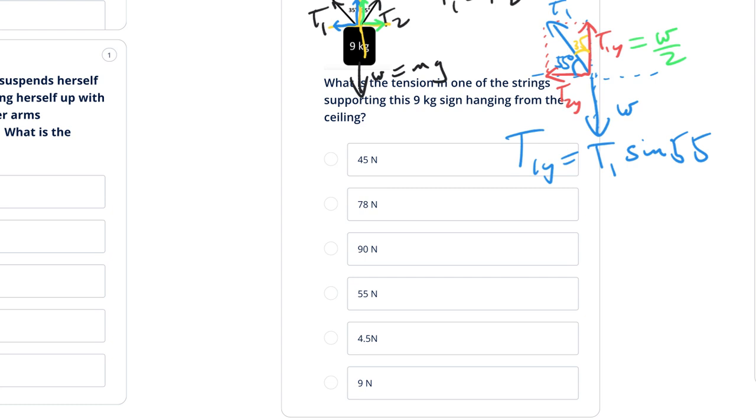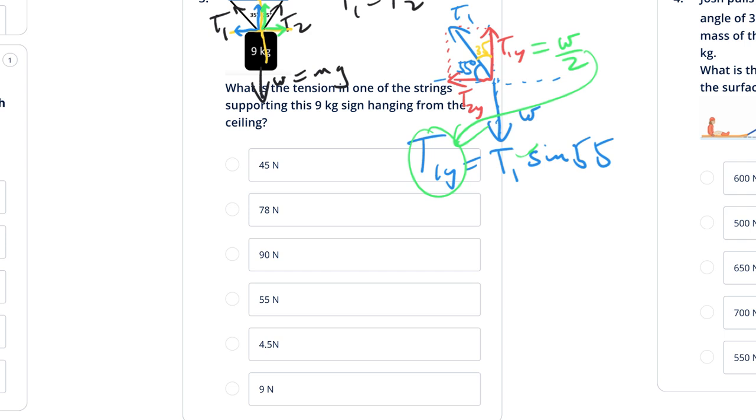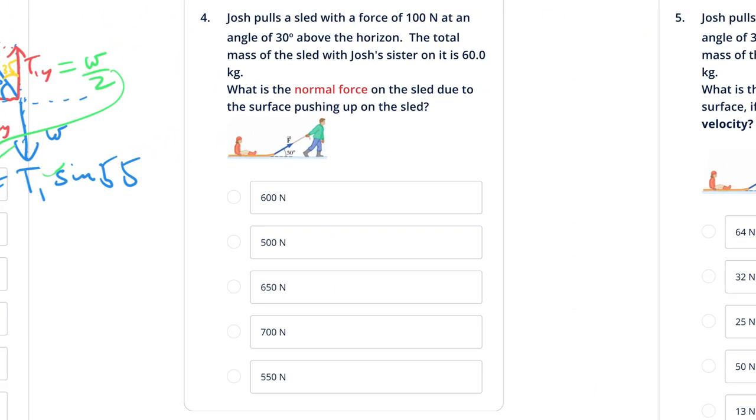So now you have that. You can plug that into here, and you can solve for T1. Okay? You can do that. Oh, remember that m, so the weight is 90, not 9. 9 times 10. Okay, right here.